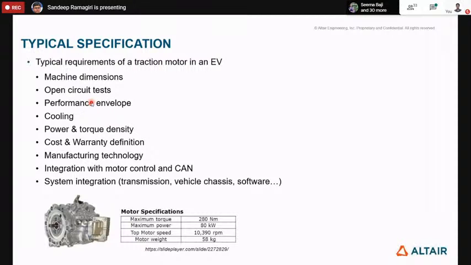And there is integration with the motor controls and CAN bus, which makes the system very complex. On top of the motor, we also have a system which is basically a transmission and a vehicle chassis. And to control the motor, we have software.